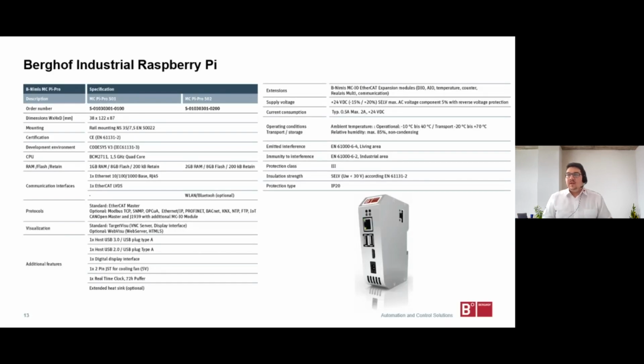Let's go to the technical specifications. We have 2 devices inside the Berghof BNemis MCPI family. First is what we see here, the BNemis MCPI Pro, and 2 variants which differ in the compute module used, you could say. And what are the tech specs about this?